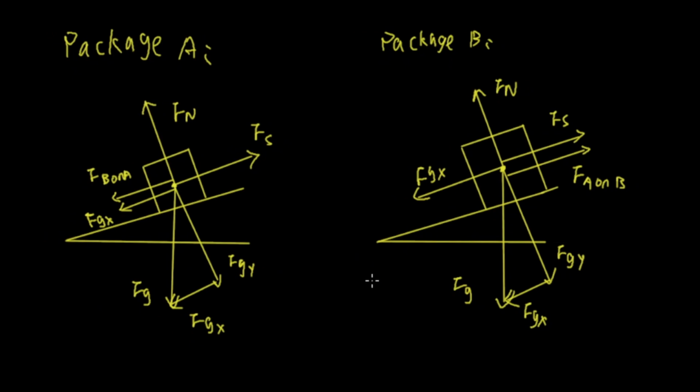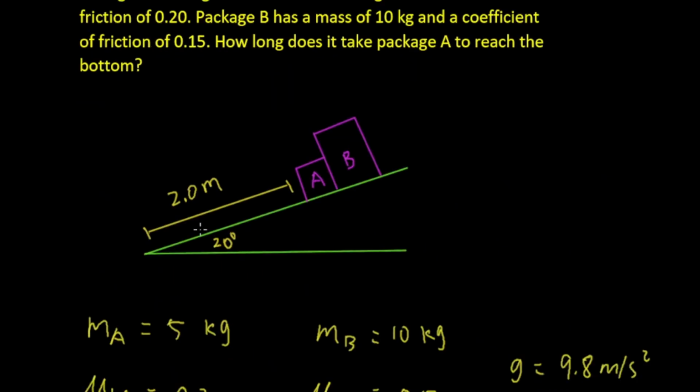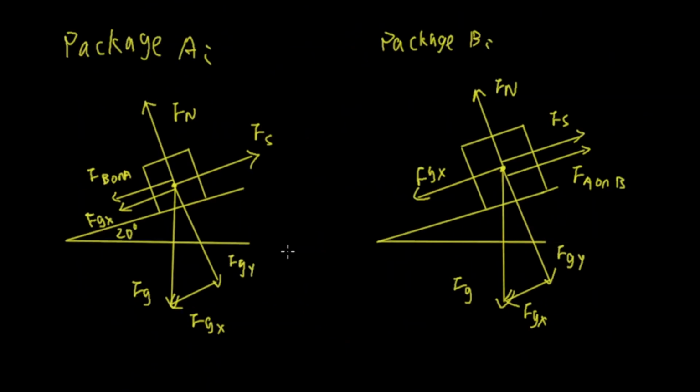Okay, now we have to find the equations for F sub gx and F sub gy, after breaking it down into components. So how do we do that? Now we do know that over here, this is 20 degrees, from the question here. What's this angle here? Let's call this angle theta. That means this is also angle theta, this is 20 degrees as well. Okay, so what's angle theta?